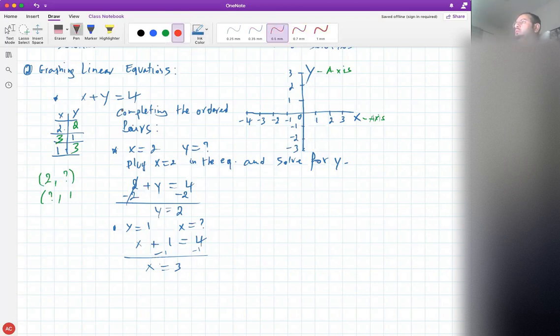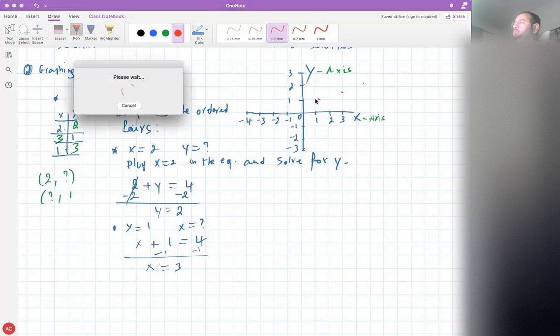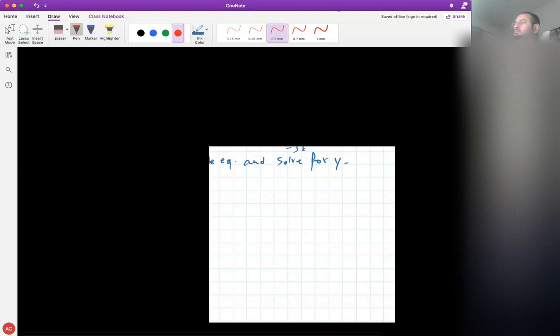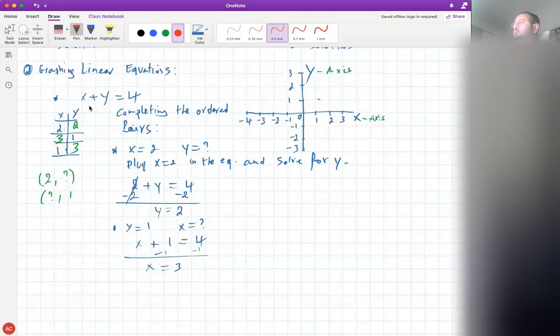Okay, so we have the equation. We completed the pairs. Now we're going to turn these three pairs into dots. And then we join those dots with a line. The line would be the solution. So we're going to plot these into this graph. So all these pairs, we have 2, 2, 3, 1, 1, 3. So this is how you graph them, or how you locate each pair, each point.